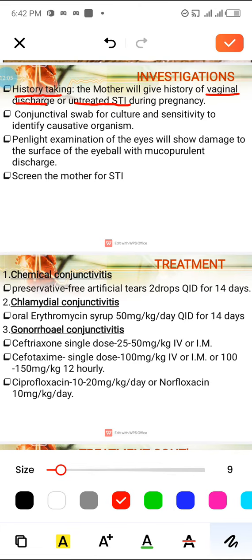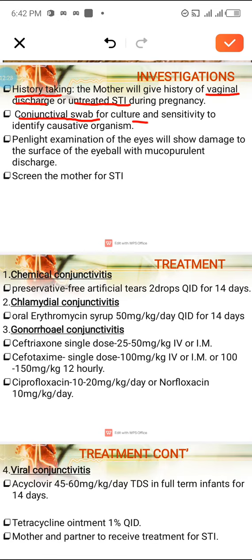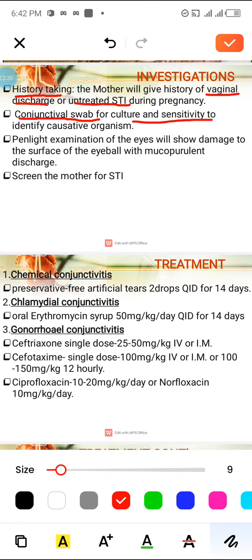Then what else can you do? To the baby, you can do a conjunctival swab. You can do a conjunctival swab, meaning there is a swabbing specimen bottle, which has a stick and cotton wool. When you swab, you get that swab and take it for culture and sensitivity so that you identify the exact microorganism causing the infection.